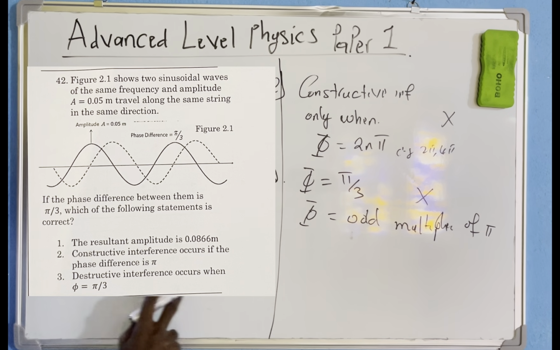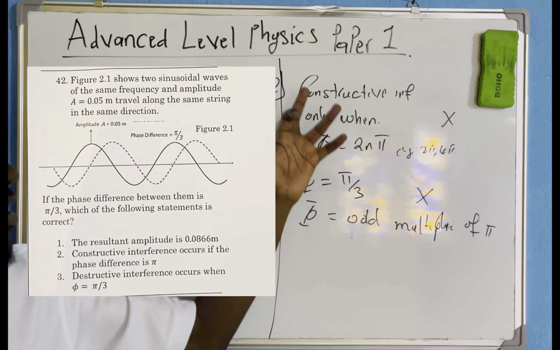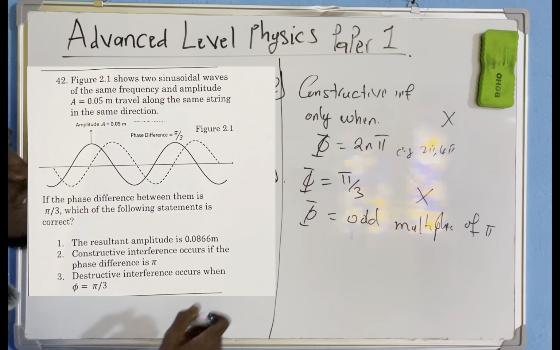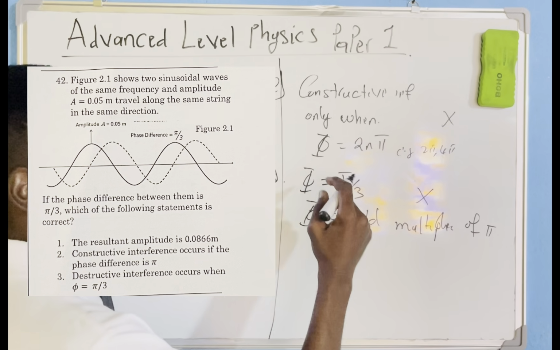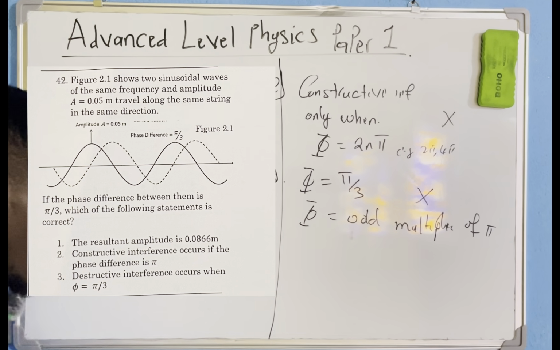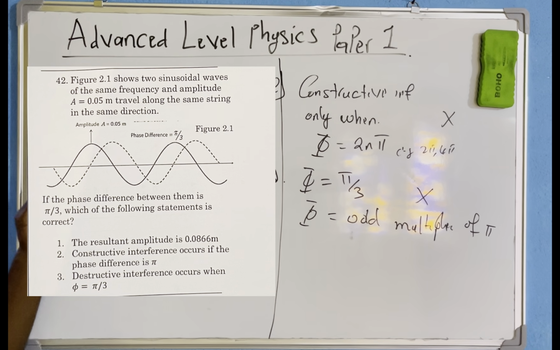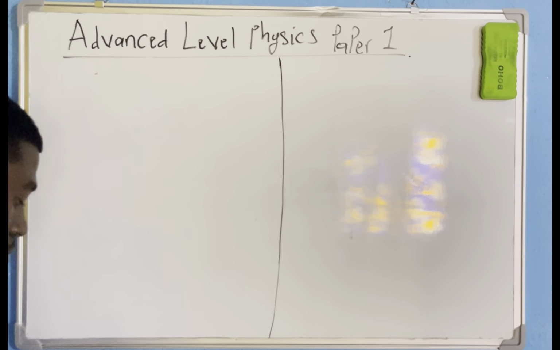So the only correct statement here is statement 1. Constructive interference occurs when the phase difference is an even multiple of pi, destructive an odd multiple of pi. So the correct answer is 1. From there, you choose your correct proposal. Now let us move to the next question.